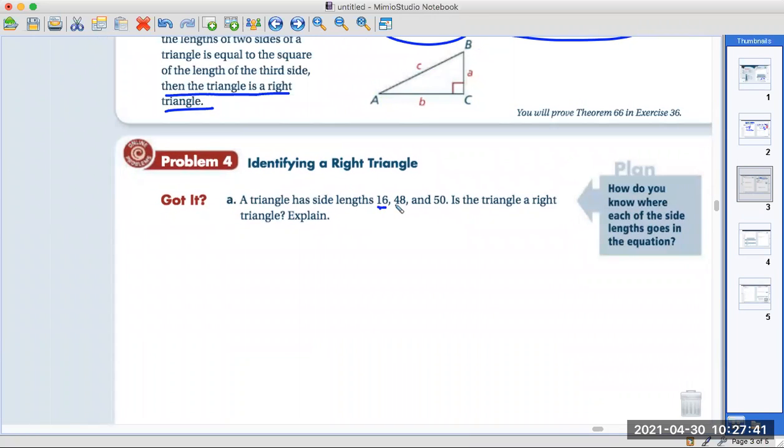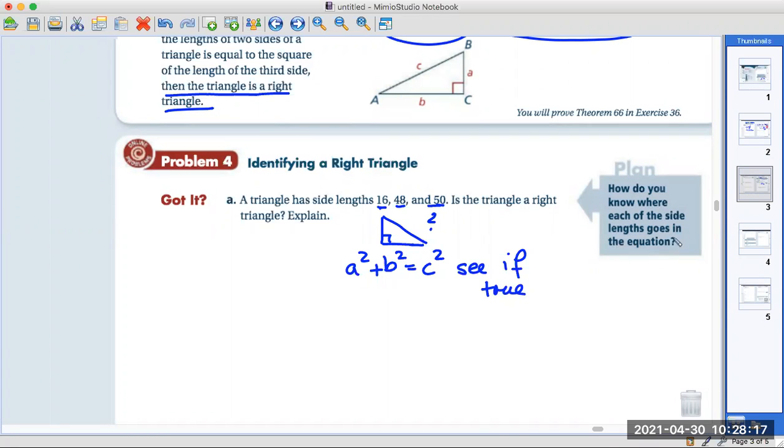So you're given 3 lengths and you're supposed to tell if it's a right triangle. A triangle has side lengths 16, 48, and 50. So in this case, you're not finding a missing length, you're verifying whether or not these 3 numbers will form an actual right triangle. We don't know for sure, but we have to plug it into the formula a squared plus b squared is c squared and see if it's true. True means one side is equal to the other side.